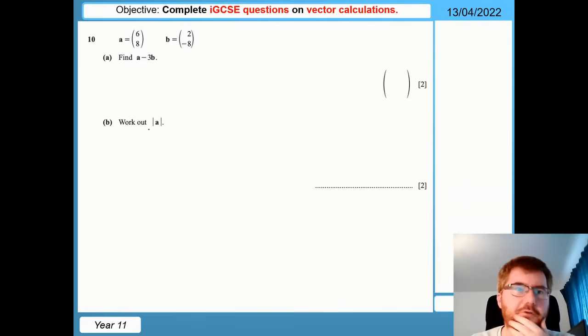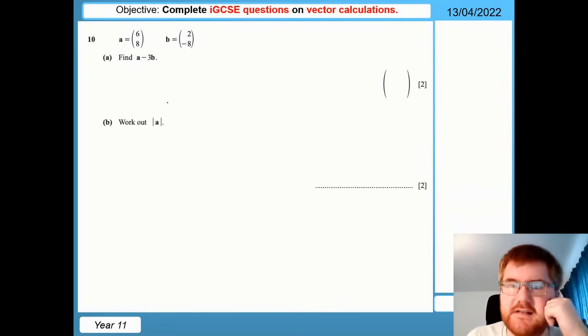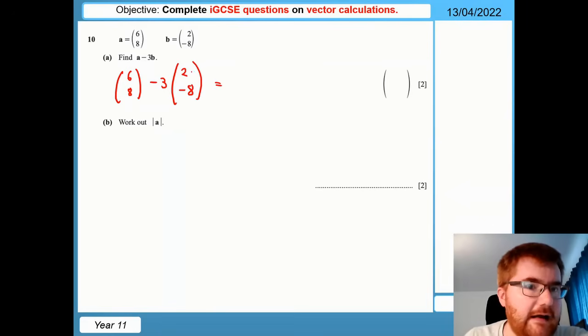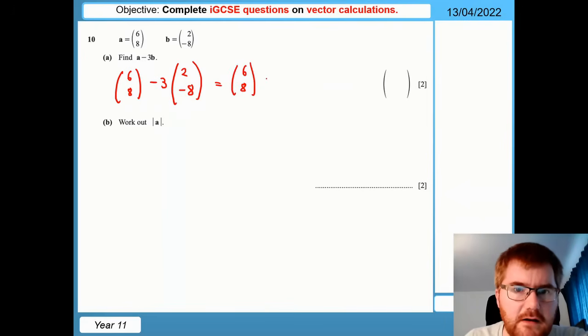And let's do our final question for today. So this again is a short answer question here. Another magnitude question, we'll come back to that. A minus 3b, so let's just write this out. So 6, 8 minus 3 lots of 2, minus 8. And let's work this out first on the right hand side. So minus 3 times 2 is minus 6. Minus 3 times minus 8 is positive 24, so be careful.